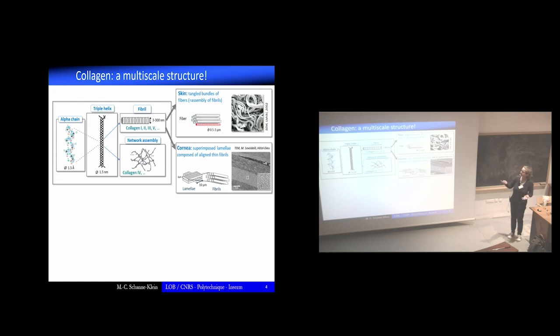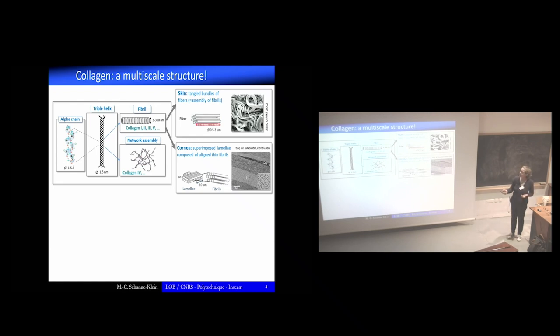For example, in skin, there are tangled bundles of fibers, so it's a very disordered media. And in cornea, there are very thin fibers, only 30 nanometer diameter, that are very well aligned into lamellae that are stacked over each other along the depth of the cornea. So it's a so-called multi-scale structure from the angstrom size to typically the millimeter size. It's called also in biology a hierarchical structure.